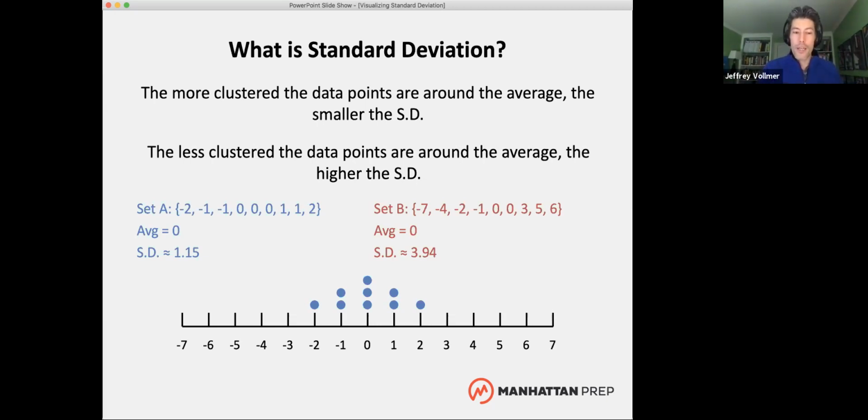Whereas if you plotted the values in set B, think about what this would look like before I put them on the number line.